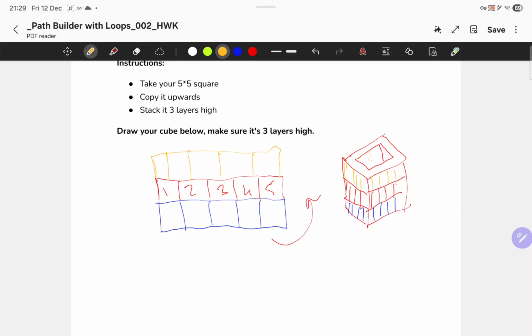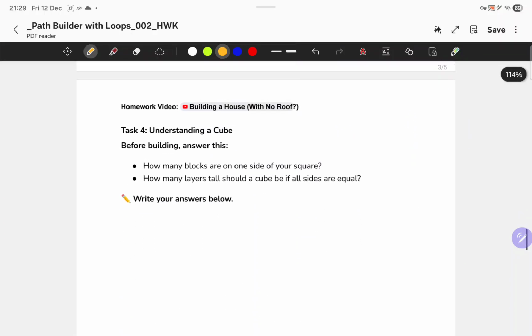Okay. And now we can add in these. Okay, good. There we go. Perfect. And that's what it would look like from the side. This is 3 layers high. But this here is enough for the homework. You can try to do this in Minecraft. That's fine too. The next part is understanding a cube.